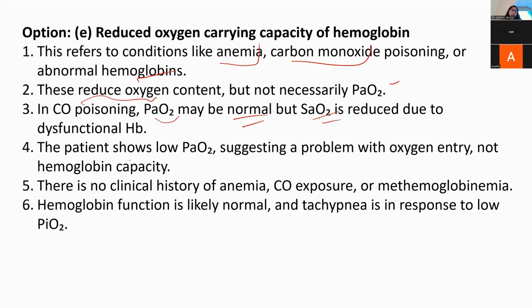Now, the patient shows low PaO2, that's hypoxemia, suggesting a problem with oxygen entry, not hemoglobin capacity. There is no clinical history of anemia, carbon monoxide exposure, or methemoglobinemia. So, hemoglobin function is likely normal, and tachypnea is in response to low atmospheric oxygen. Here, I stands for atmospheric oxygen.